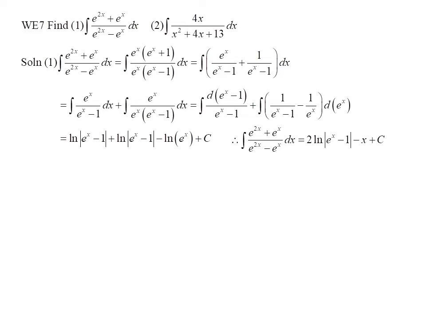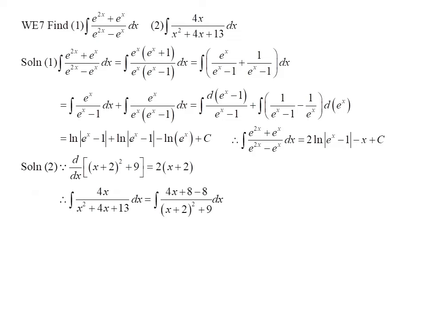As for the second antiderivative, since the differentiation of (x plus 2) squared plus 9 equals 2 times (x plus 2), the integrand function is transformed by adding and subtracting 8 in the denominator and then decomposed into 2 fractions.